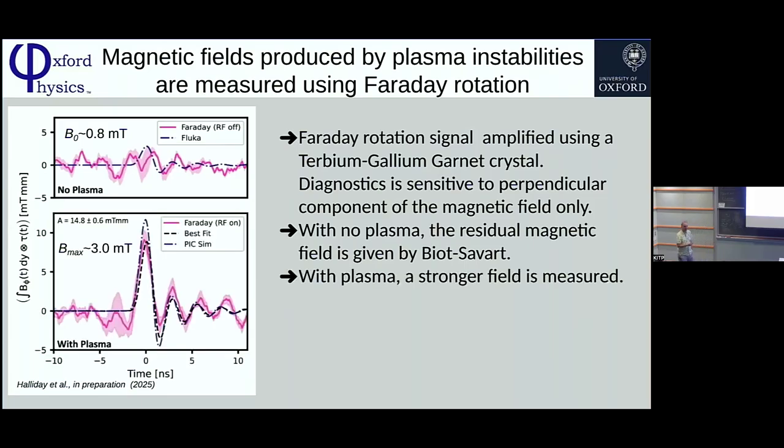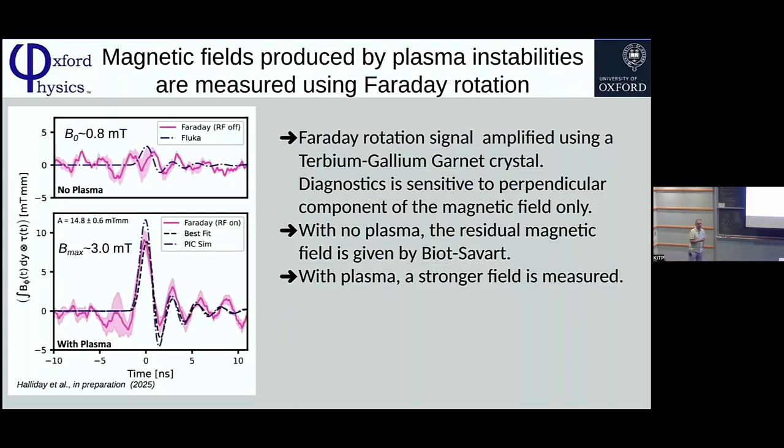Then, with the plasma, a stronger field is measured because now the instability sets in, and the instability produces a magnetic field. And we see that now a magnetic field is measured, with a peak magnetic field on the order of a few millitesla.